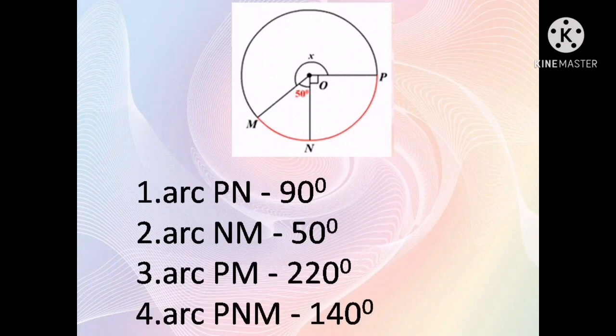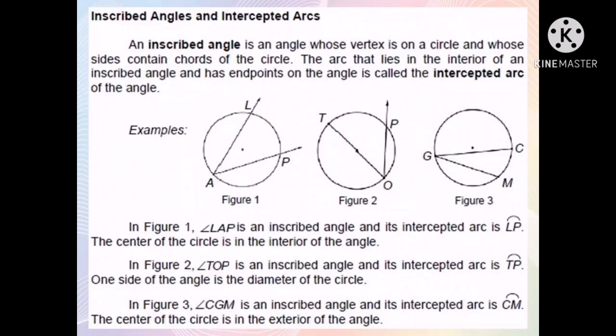So, that ends our discussion on central angles. Now let's proceed to inscribed angles and their intercepted arcs. An inscribed angle is an angle whose vertex is on the circle and whose sides contain chords of the circle. The arc that lies in the interior of an inscribed angle and has endpoints on the angle is called the intercepted arc of the angle.